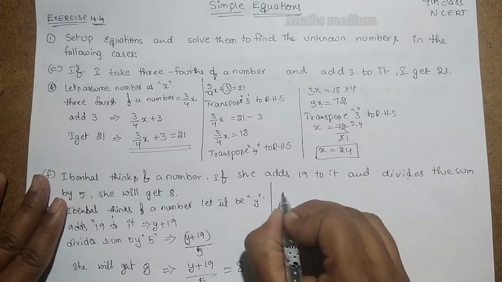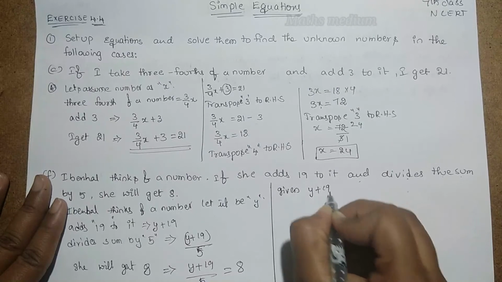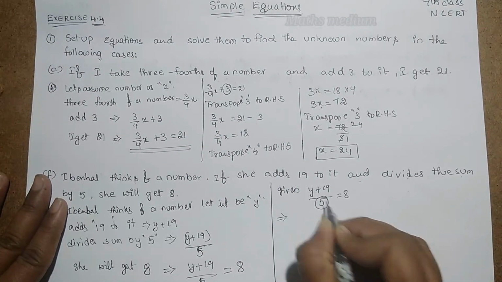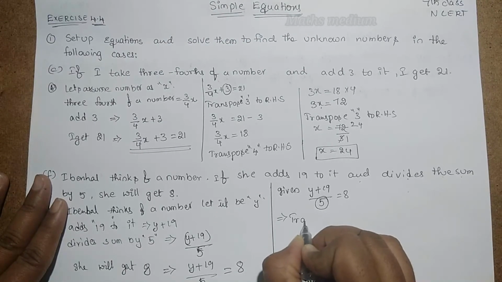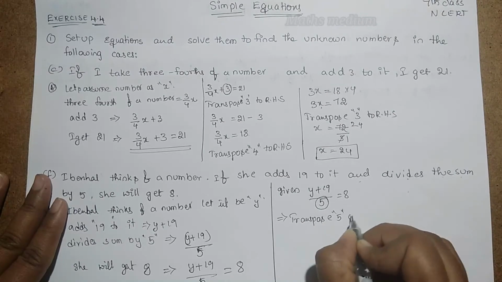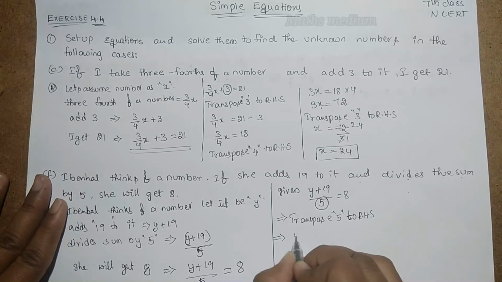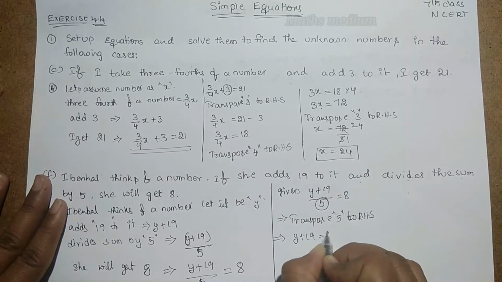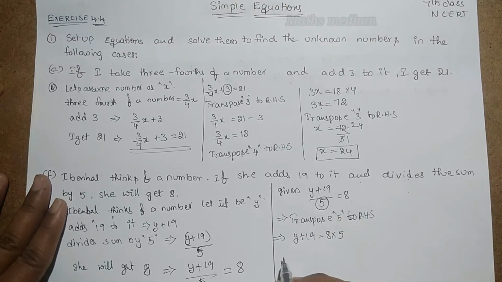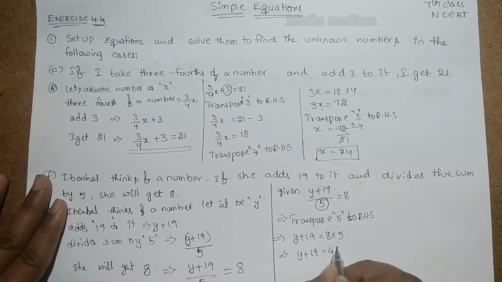Given y plus 19 by 5 is equal to 8. First of all, apply transpose for 5. So transpose 5 to RHS. So y plus 19 is equal to 8 into 5. Because it divides here, it gets multiplied on the other side. So y plus 19 is equal to 8 5s are 40.